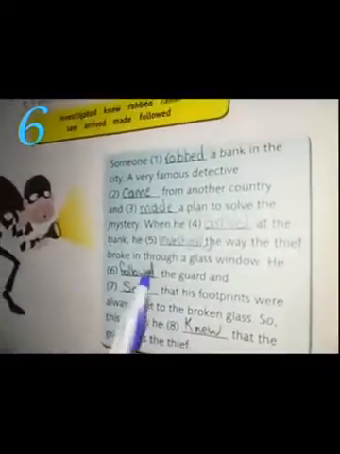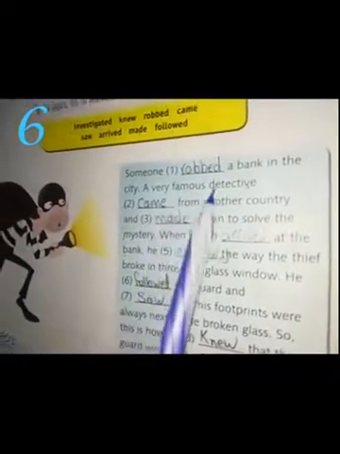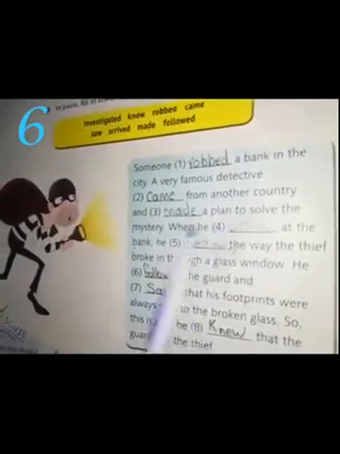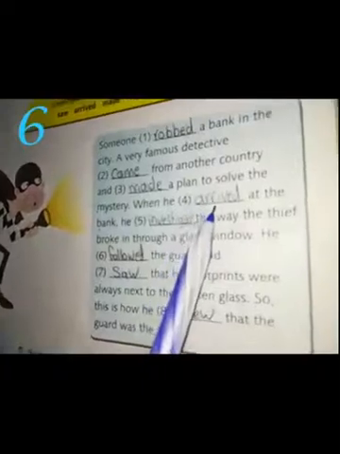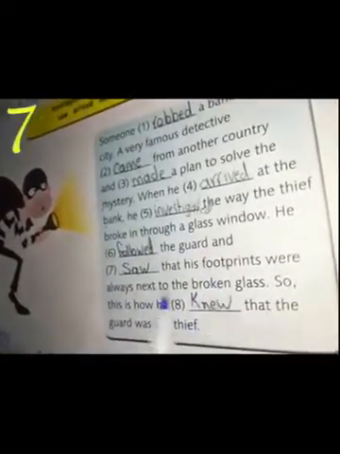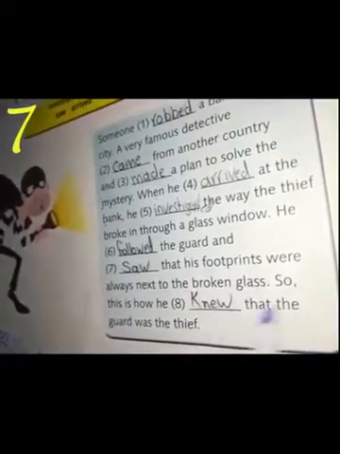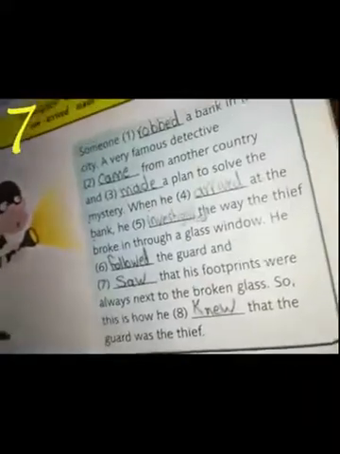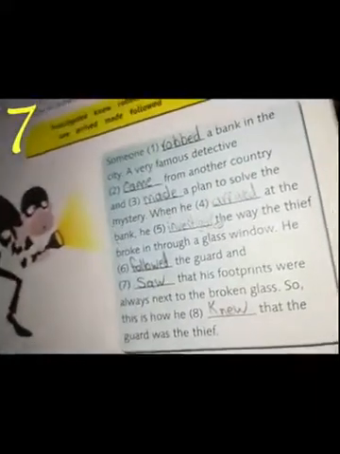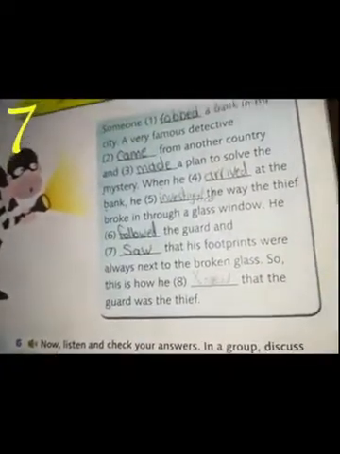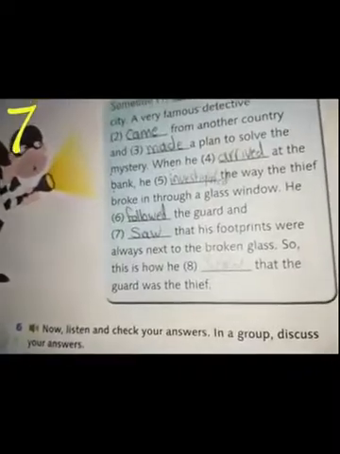Someone robbed a bank in a city. A very famous detective came from another country and made a plan to solve the mystery. When he arrived at the bank, he investigated so that his footprints were always next to the broken glass. So this is how he knew that the guard was the thief. The guard, يعني الحارس, was the thief. Now, exercise number 6, you are going to listen to this and check your answers.